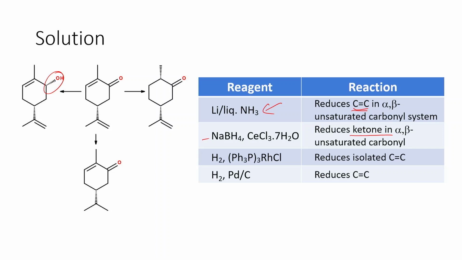And the next one is hydrogen and triphenyl phosphine rhodium chloride. So this selectively reduces the isolated carbon-carbon double bond. So this is the one that is used here. So you know the three reagents, and of course we cannot use hydrogen and palladium on carbon because this reduces all the double bonds. So we have all the three combinations here, lithium and liquid ammonia for this particular transformation. So this is A, this is B, and this is C. So this is the right combination for the reduction of these systems.